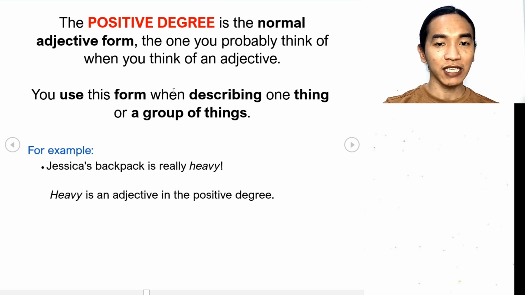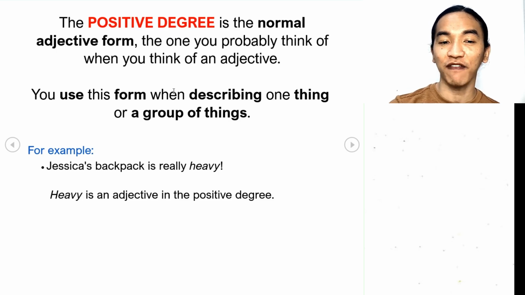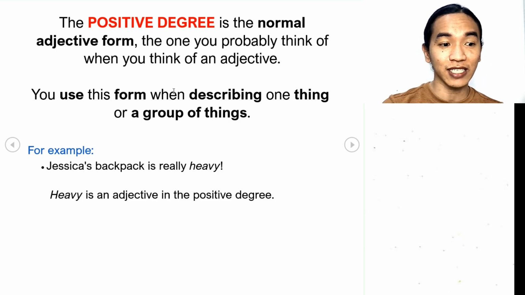Now, the positive degree is the normal adjective form, the one you probably think of when you think of an adjective. In short, this is just the base form. You use this form when you are describing one thing or a group of things. For example, Jessica's backpack is really heavy. Heavy is an adjective in the positive degree because it describes Jessica's backpack.